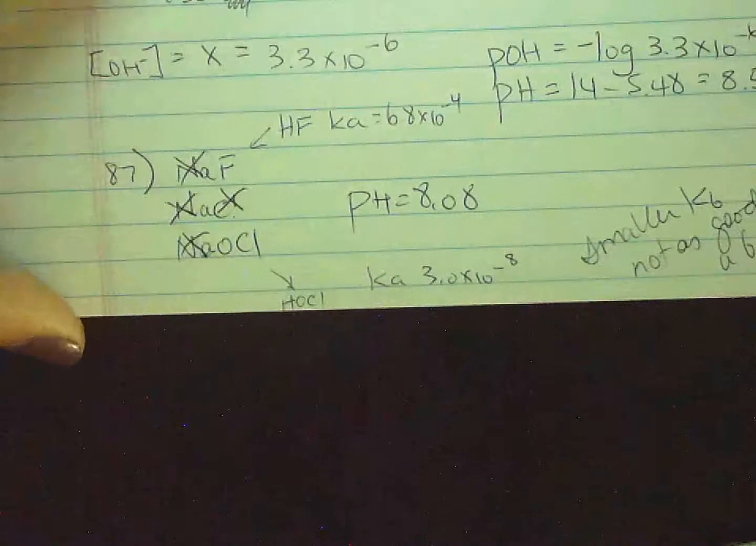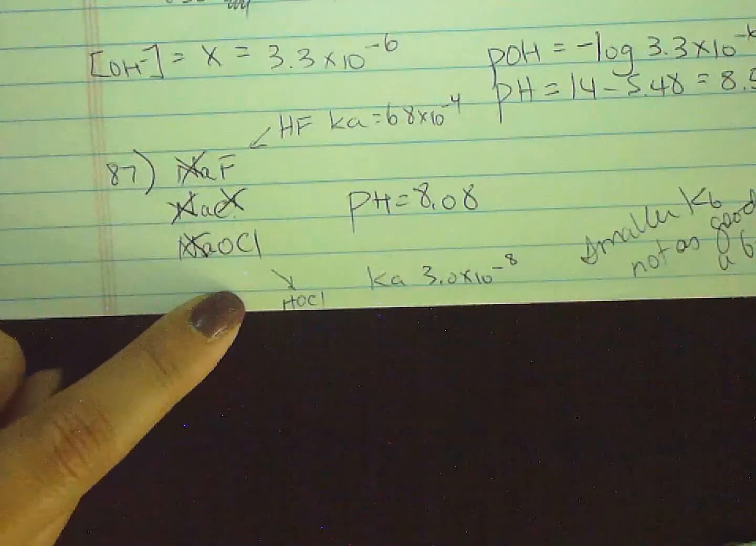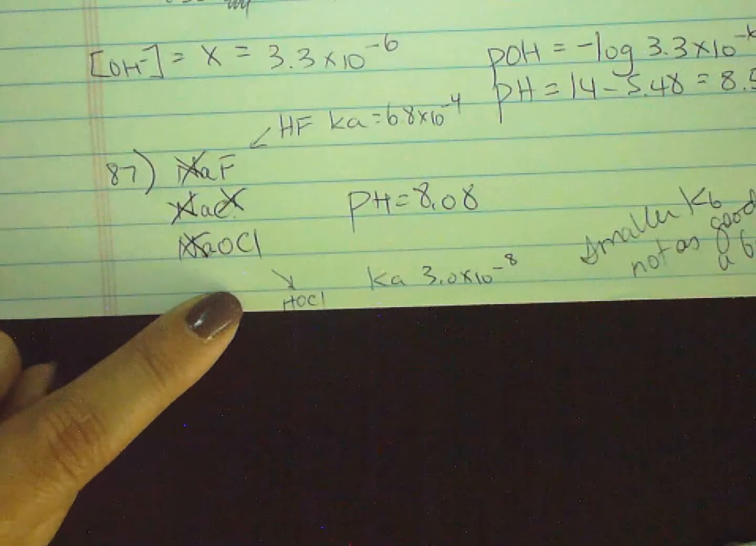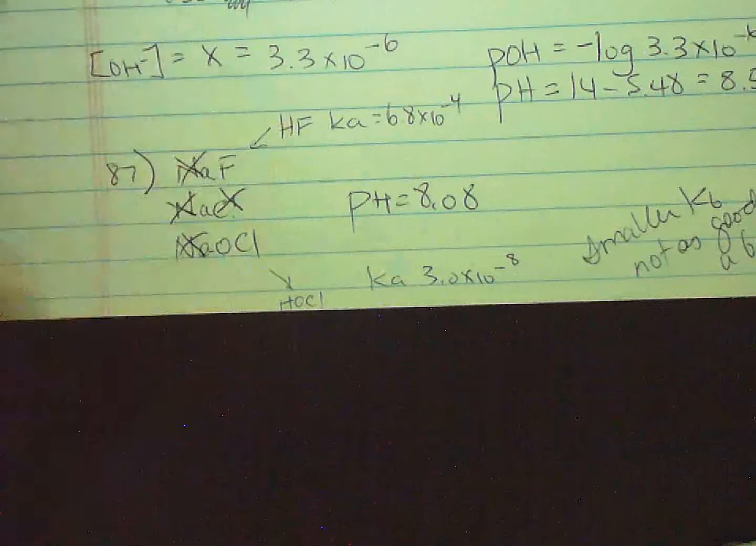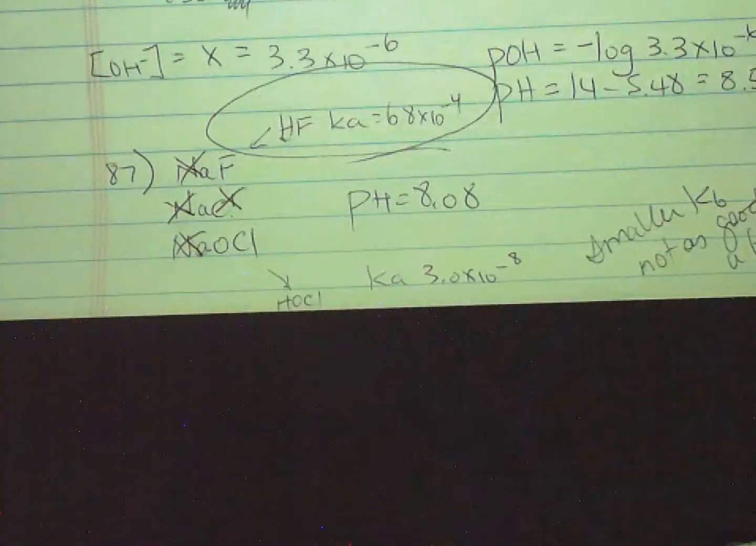Do I really want to calculate this? Do I really want to waste my time calculating? Can't I already tell who's going to have the smaller Kb? Who's going to have the smaller Kb? The guy with the bigger Ka. Most likely that substance is hydrofluoric acid.